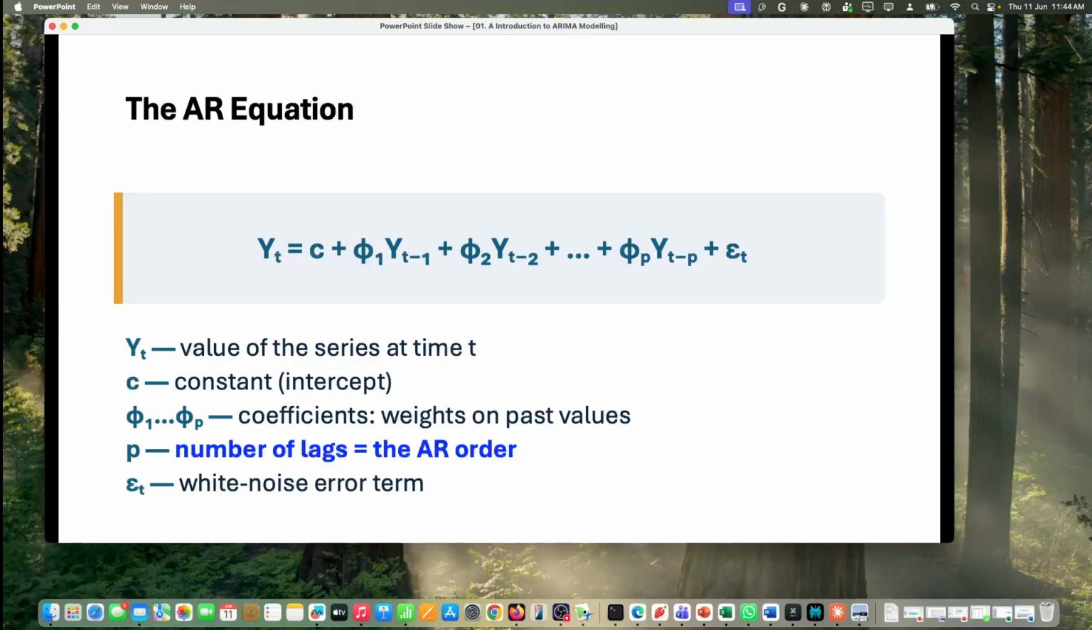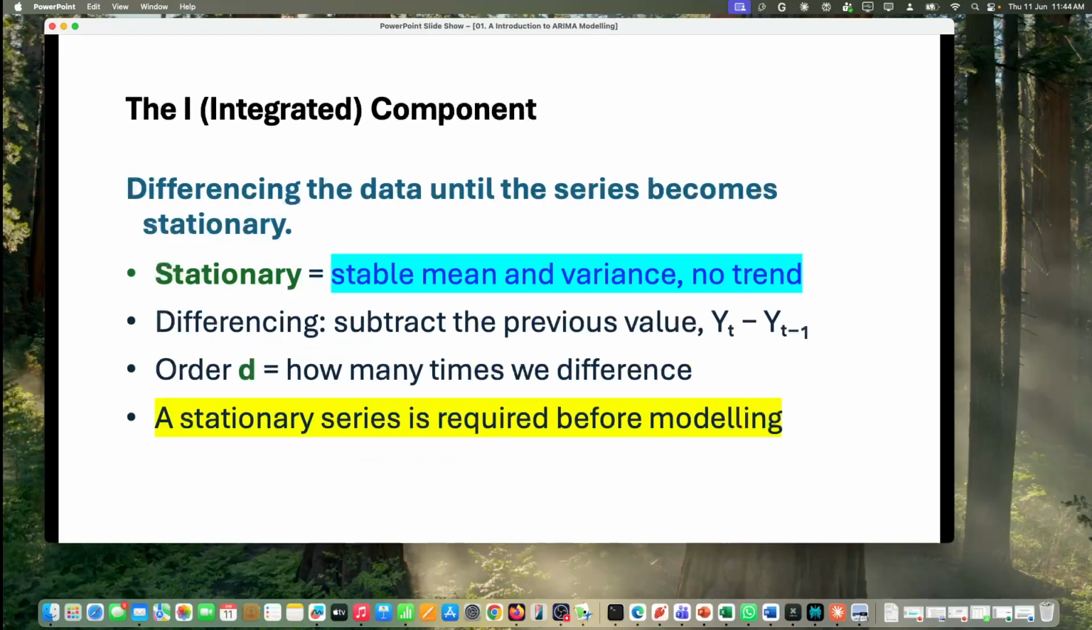So basically the AR equation consists of a constant plus phi 1 into yt minus 1, phi 2 into yt minus 2, and so on. How many lags, that we will discuss as we proceed. The second part is the integrated component.